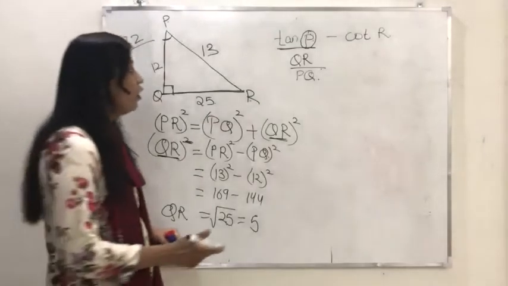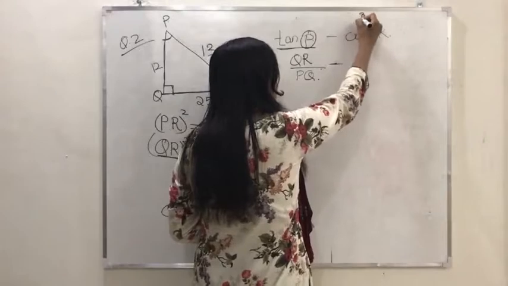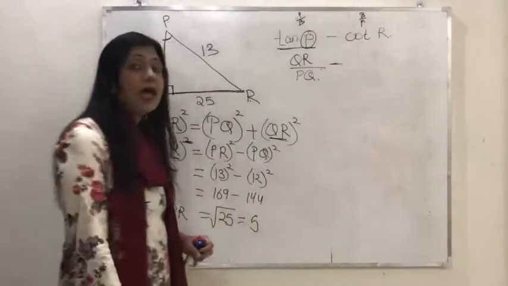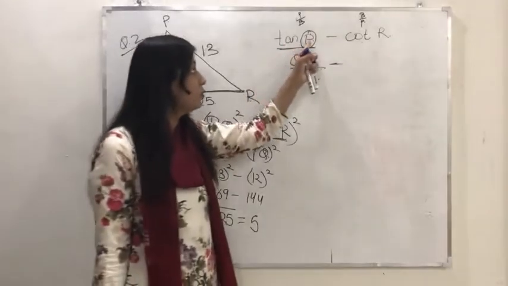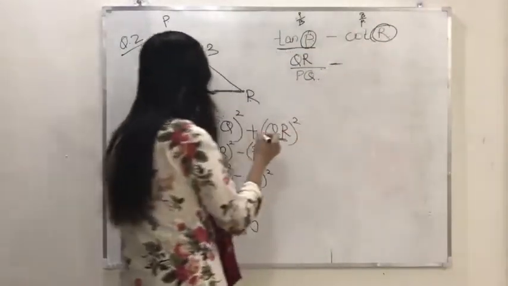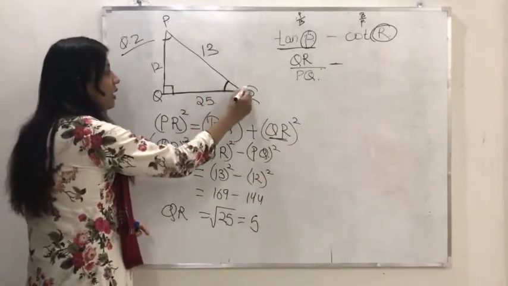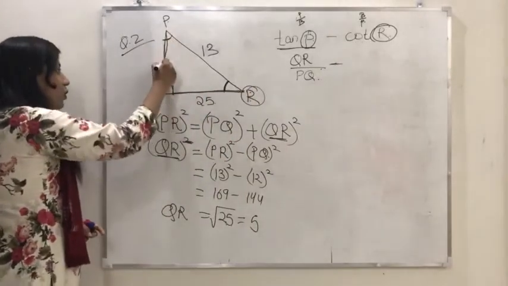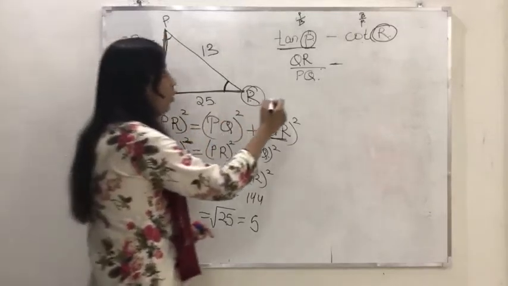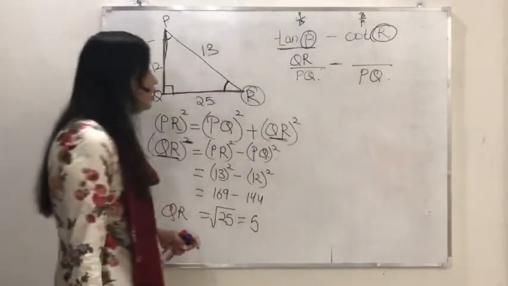So now we want to find the value of cot R. What is cot R? Cot R is base upon perpendicular. This is perpendicular upon base, but here the angle is different. Here the angle is P and here the angle is R. So if I take angle R, the side opposite to angle R is PQ. This will be my perpendicular. So perpendicular is in the denominator, so PQ will come in the denominator.